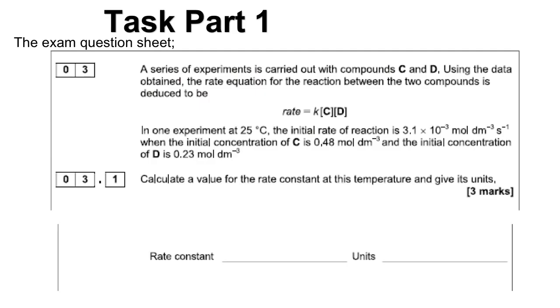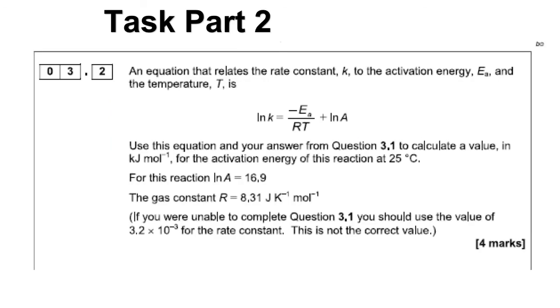So here is a task for you to try out. It's a 3-mark question. For this, you're given the rate equation. Look at all the information that's given. Try this out. The solution follows, but pause the video and really try this out for yourself. In this part of the question, you will be using your answer from the previous question. This is the equation that's given to you, the Arrhenius equation in the logarithmic form. Use your answer from the previous question to answer this.